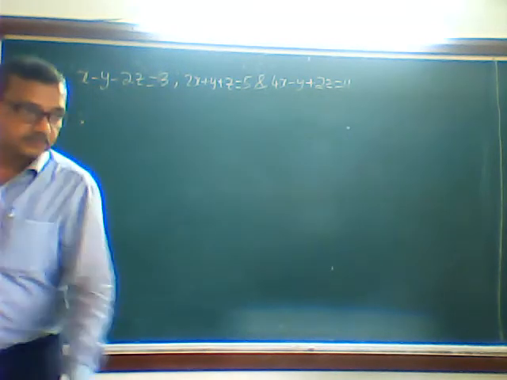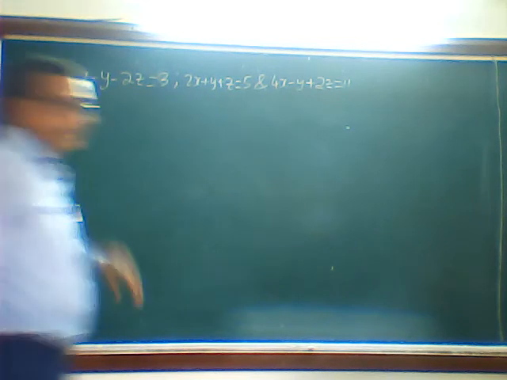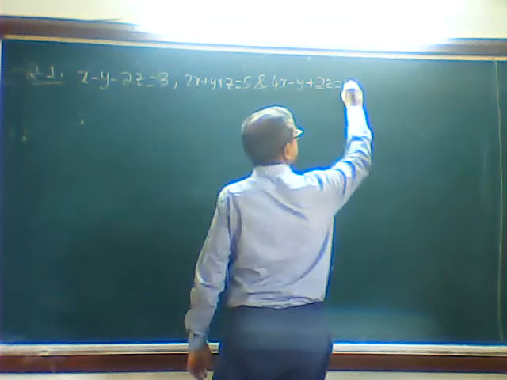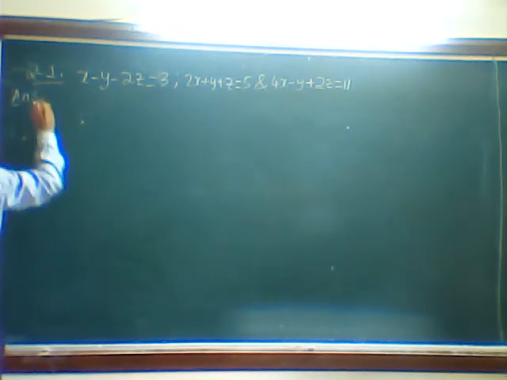Okay, the problem is x minus y minus 2z is equal to 3; 2x plus y plus z is equal to 5; and 4x minus y plus 2z is equal to 11. Okay, so I will write the answer one by one.